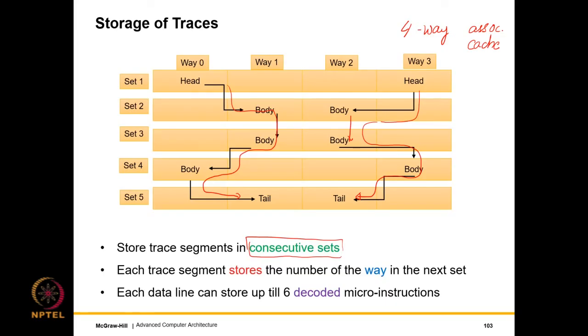And there are some limitations on the number of decoded micro instructions, micro ops, that can be stored in each data line. So a limit of 6 has been placed, right? This limit is basically because, number one, a decoded micro instruction requires some space. That is point number one. And the second is that you have a limited rename bandwidth. So that is why we have such a limitation. But broadly speaking, this is the structure.